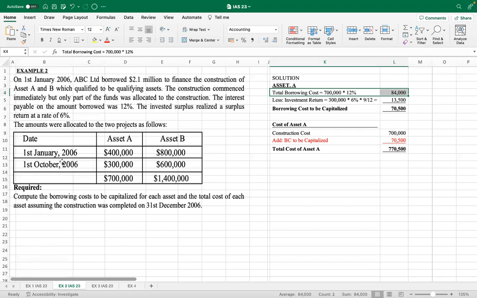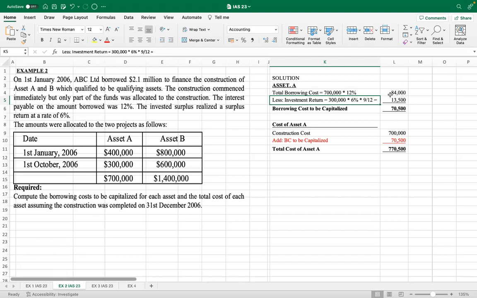This period that it was not needed is 9 months, from 1st January until a day before this, which is 30th September. So how many months are those? Those are 9 months. And we invested it at a rate of 6%. So 300,000, invested for only 9 months at a rate of 6%, gives you a return of 13,500. And the last slide on the standard told us this investment return reduces the amount of borrowing costs to be capitalized.